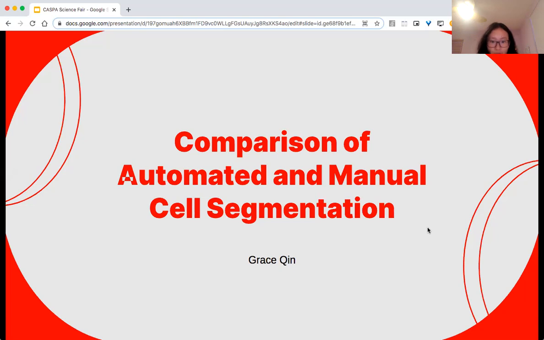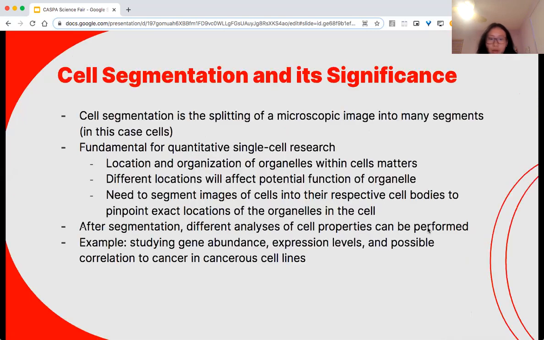So, before I start talking about my project, it's probably important to give a little bit of background information. So, basically, what is cell segmentation and why is it important? Well, simply put, cell segmentation is the splitting of a microscopic image into many different segments. And in this case, each segment represents an individual cell. And cell segmentation is a fundamental step for performing any kind of quantitative single cell research.